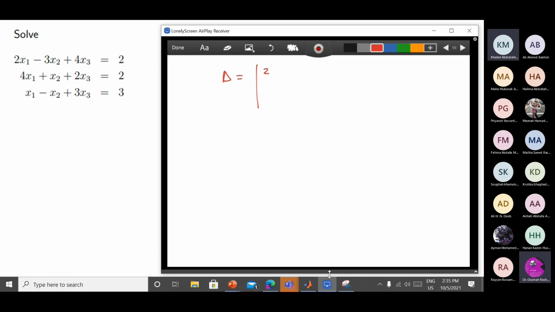Okay, doctor. 2, 4, 1, minus 3, 1, minus 1, 4, 2, 3. It is 20, doctor. 20. Thank you very much. Very quick. Yes, of course, by the calculator mode, go for matrix.